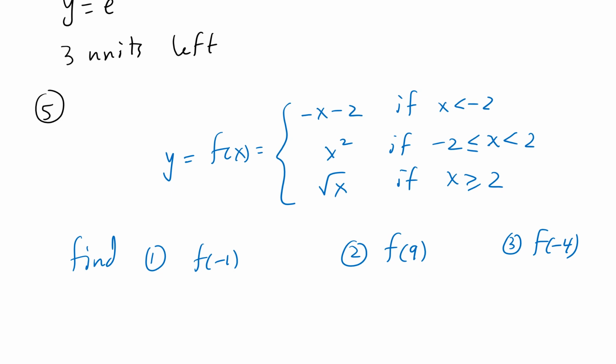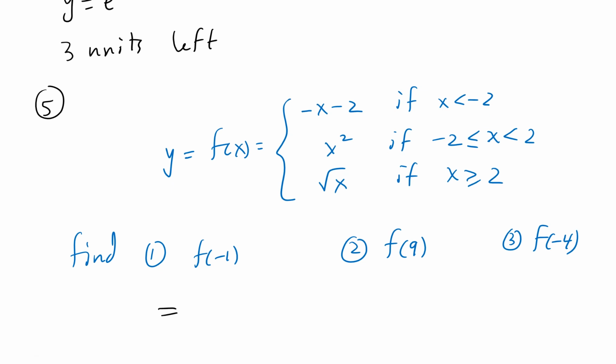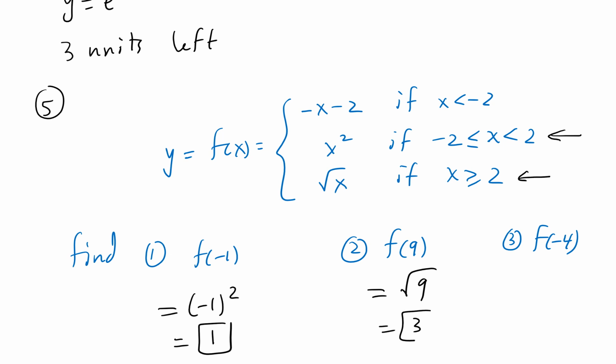So f of -1: -1 falls under this condition, so we substitute it there, -1 squared, which gives us 1. f of 9 falls in the third one, so the square root of 9, which is 3. The last one falls under the first one, -4 minus 2. That's a 4 minus 2, which is 2.